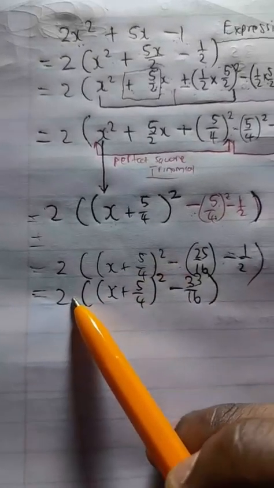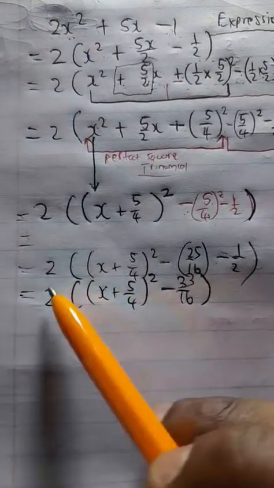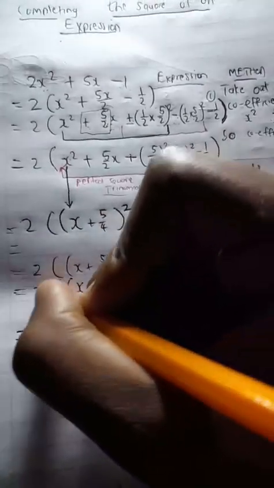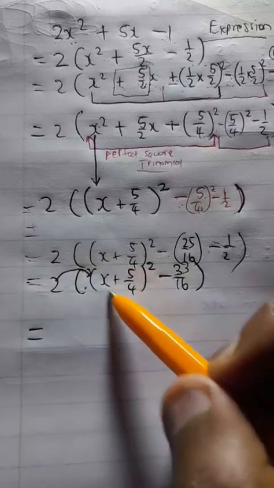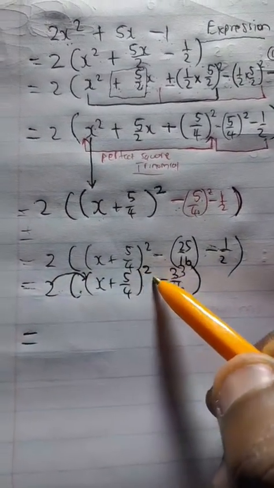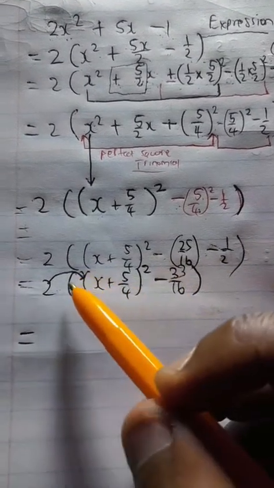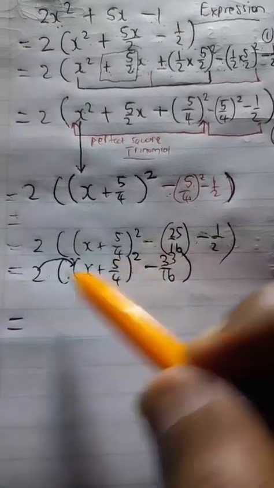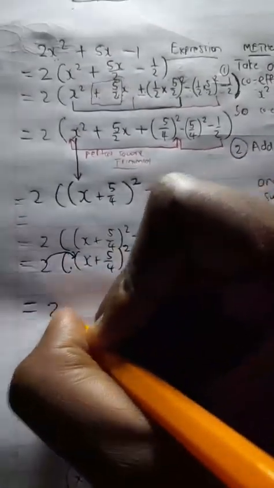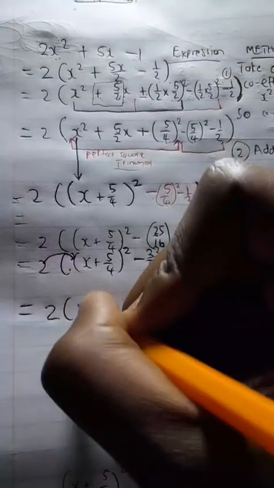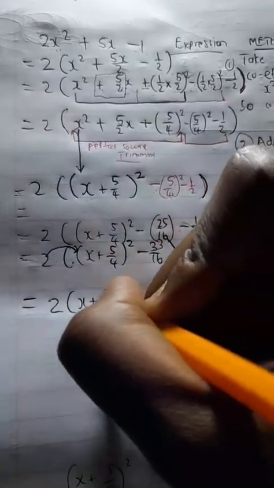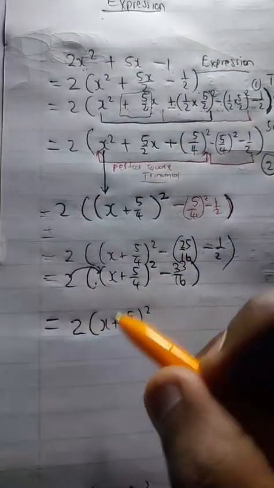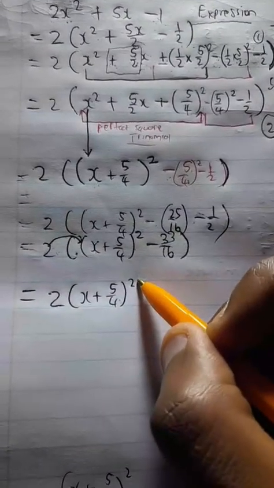But now this 2 needs to be redistributed back into the bracket. I distribute it to the first bracket, but I cannot put this 2 inside the binomial bracket because it has an exponent. BEDMAS does not allow me to multiply something when there is an exponent that has to be considered first. So when we distribute the 2, we write 2 on the outside, the big bracket is removed, and we write the small bracket next to the 2: x plus 5 over 4, the whole thing squared.